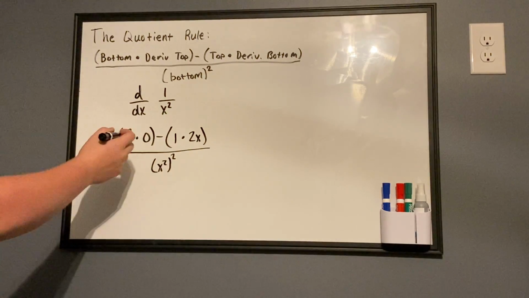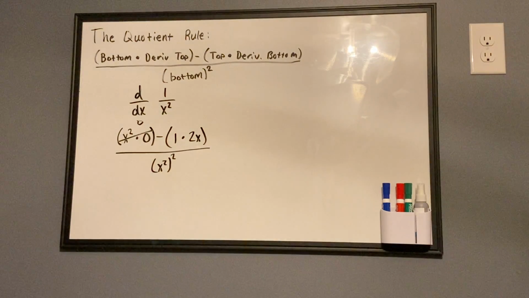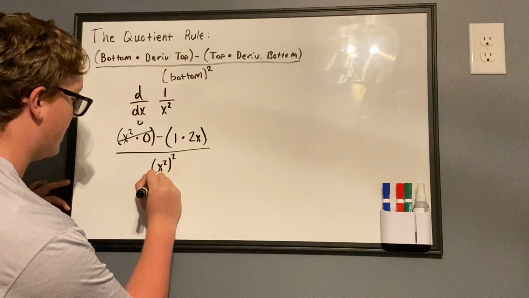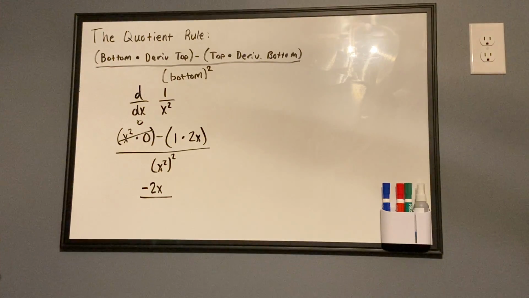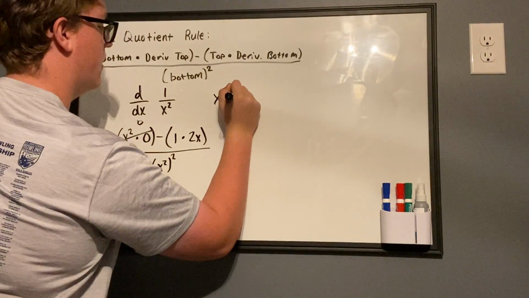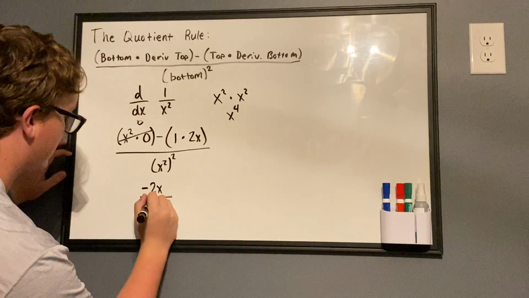So anything times 0 we know is going to be 0. So this whole thing goes away, turns to 0. Now we have minus 1 times 2x. Well, 1 times 2x is just going to be 2x. So on the top here, we're going to have a negative 2x over, if we multiply this out, x squared multiplied by x squared, we get x to the 4th. So there's x to the 4th on the bottom.